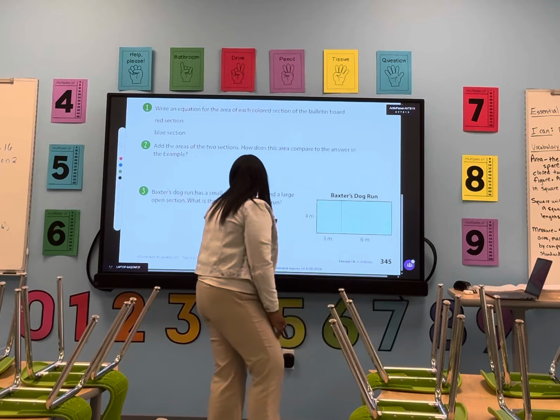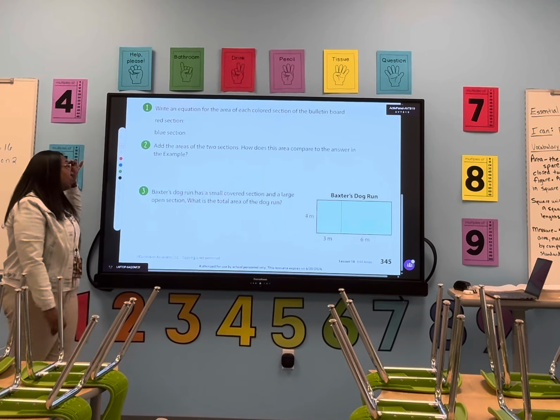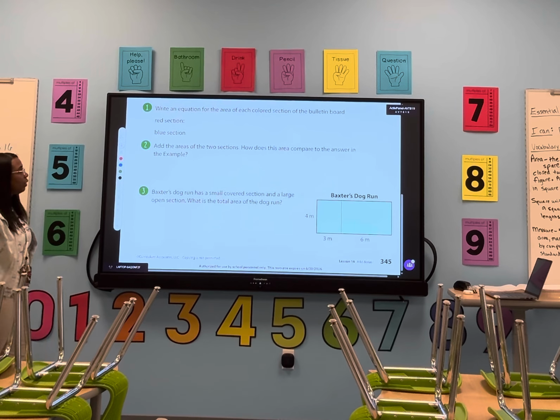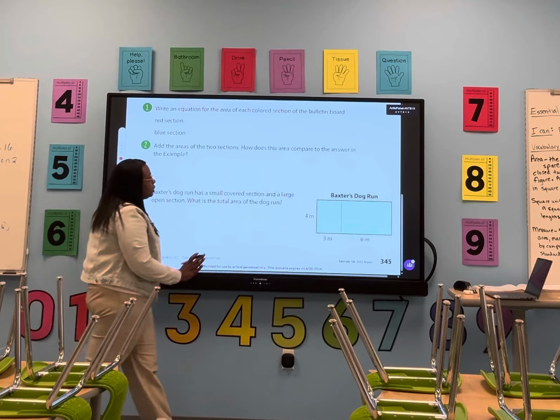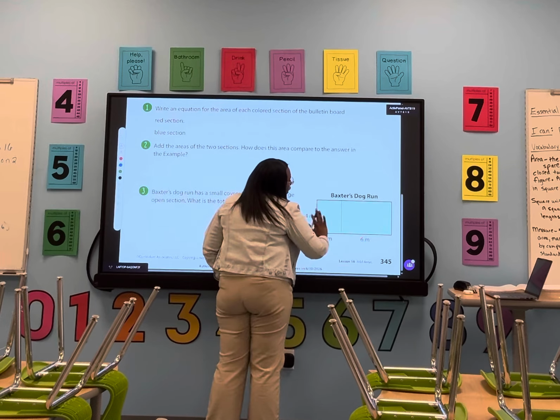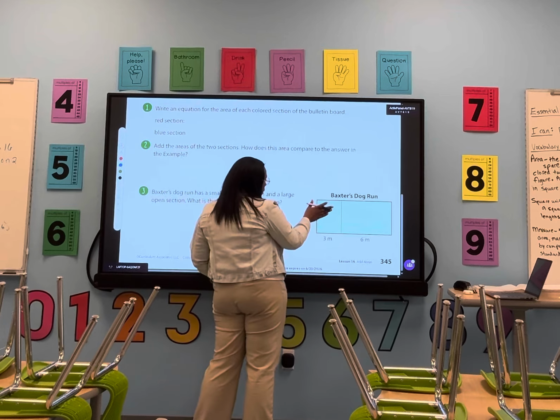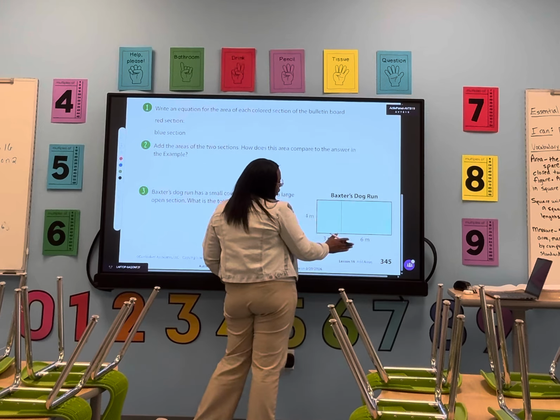all I need is just that one. So it says, Baxter's Dog Run has a small covered section and a large open section. What is the total area of the dog run? So they want to know what's the total area of this entire dog run. But they're telling us that he has 2 sections. He has a small section here and a large section here.